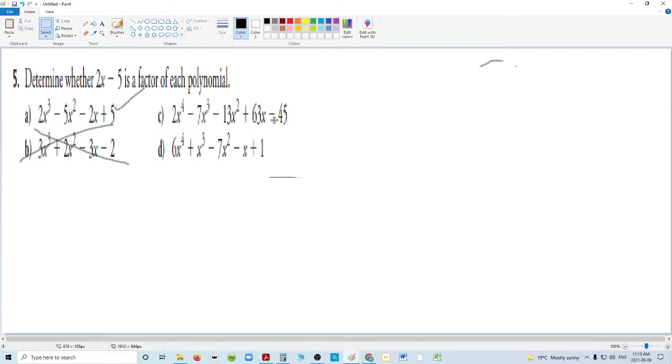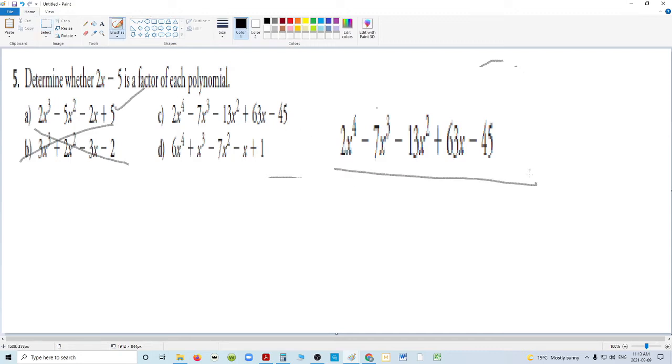Ooh. Is there a pattern here? Wow. Don't think so. I think this is probably one of those situations where you have to suck it up and look at the possible factors here. And then maybe even say, well, I can figure out some other factor and hopefully get 2x minus 5 out of the results. Let's see if I can do that.